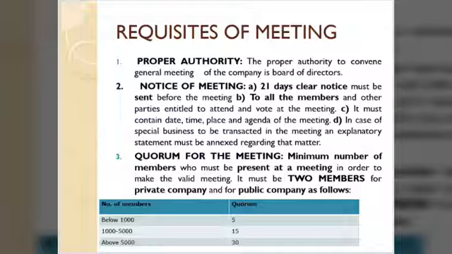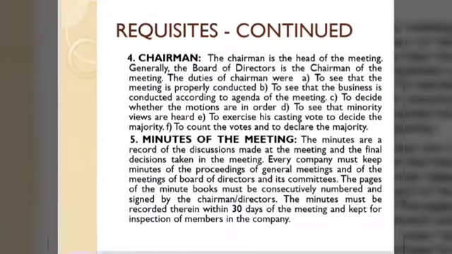Next one is the chairman for the meeting. The chairman is the presiding officer of the meeting who takes the necessary steps for the orderly conduct of the meeting. Generally, the board of directors act as the chairman of the meeting. Otherwise, some person will be elected in the meeting itself and he will act as the chairman of the meeting.